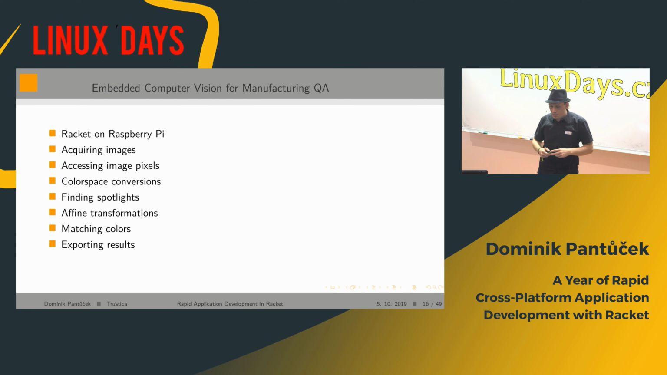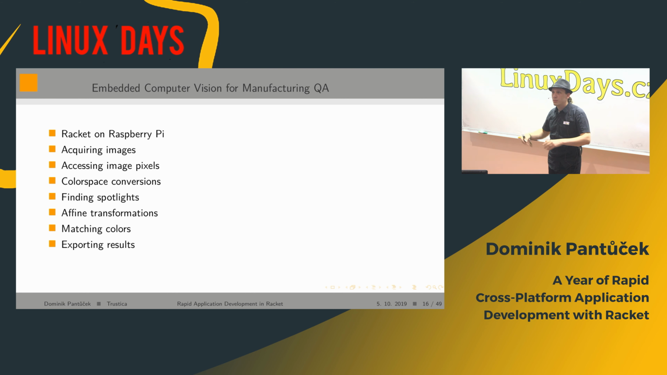So, first example, embedded computer vision for manufacturing QA. We're using Racket on a Raspberry Pi with some 3D printed stuff around. We are looking with a camera at a PCB, that's a printed circuit board. We've got attached some sensors for temperature, voltages, and whatever. And we are trying to make sure everything works as expected.